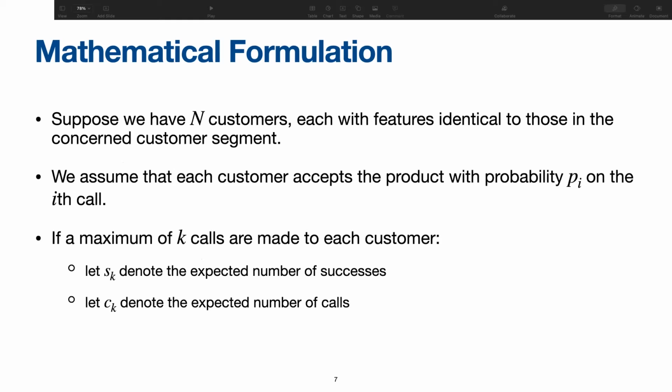And we're going to give an example concerning one customer segment. So let's suppose we have n customers, each of which features identical to those in the concerned customer segment. We assume that each customer is going to accept the product with probability P sub i if the offer is made on the ith call. So if we make a maximum of k calls to each customer, we will let S sub k denote the expected number of successes, and C sub k denote the expected number of calls.